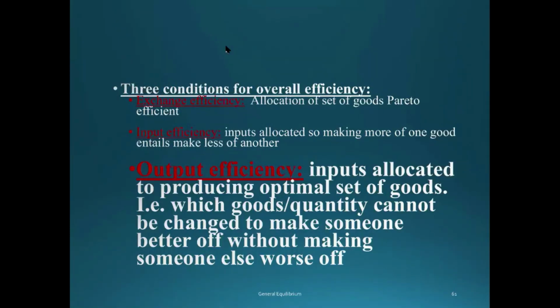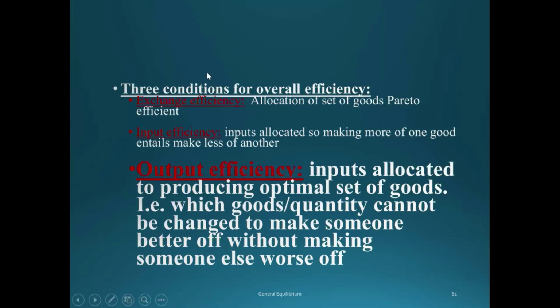Okay, and then the last type of efficiency we're going to look at is output efficiency, where the inputs are allocated to producing the optimal set of goods, right? Even if you have input efficiency, we might want some firms to have more of both inputs, capital and labor, so they produce more and other firms produce less. Output efficiency holds when there's no way to make more of one good, which entails making less of another good, in a way that makes consumers happier.